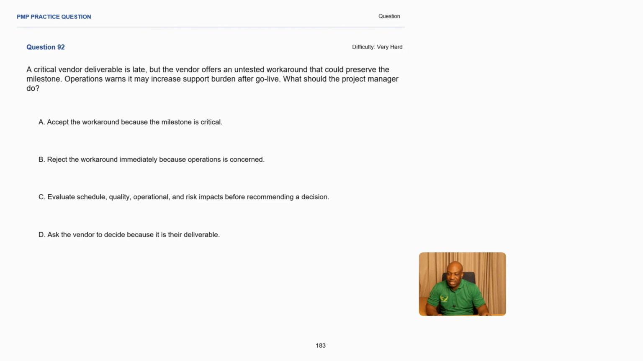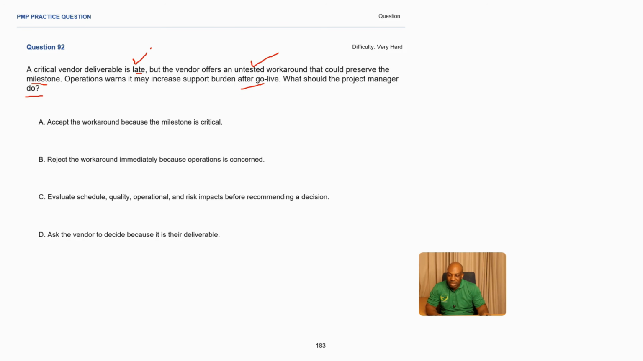Practice question number 92. A critical vendor deliverable is late, but the vendor offers an untested workaround that could preserve the milestone. Operations warns it may increase support burden after go-live. What should the project manager do? So we have a vendor who is supposed to deliver something and has discovered it's going to be late. They're giving an alternative, but not yet tested, workaround that is going to preserve the milestone. But operations is warning that it might increase support burden after go-live.